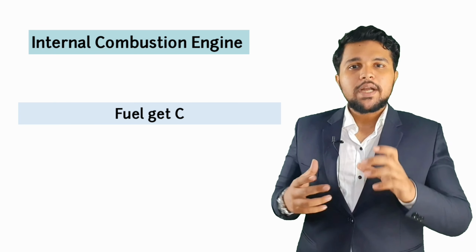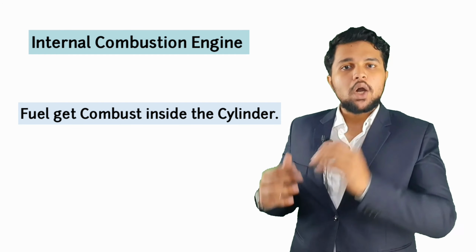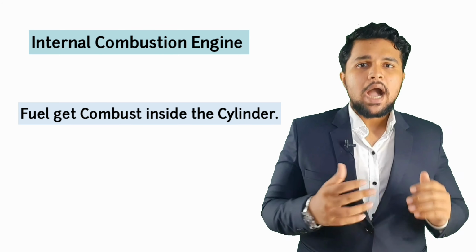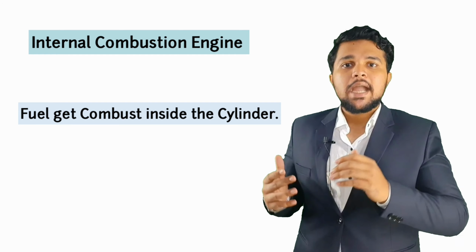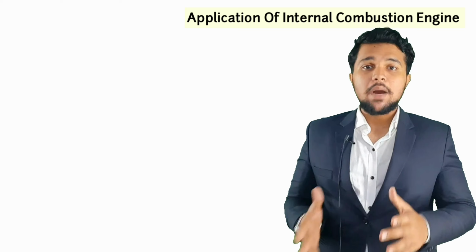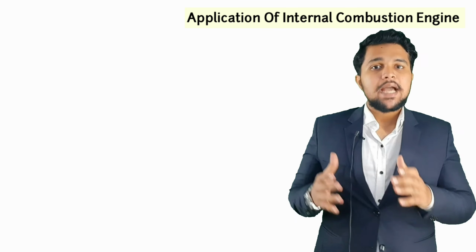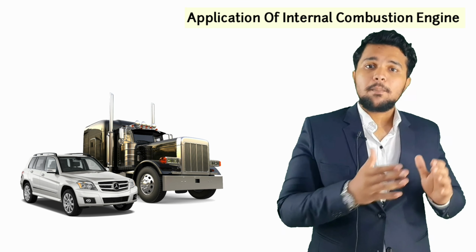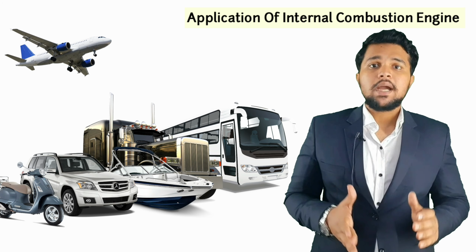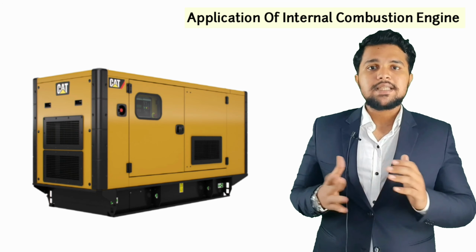In an internal combustion engine, fuel gets combusted inside the cylinder along with air, and this produces hot gases. These hot gases expand the piston and produce mechanical energy. After producing the mechanical energy, the gases get exhausted to the environment. There are many applications of internal combustion engines. They are used in automobiles such as cars, diesel trucks, buses, scooters, two-wheelers, airplanes, marine boats, and used to produce 100 megawatts of power from a diesel generator.